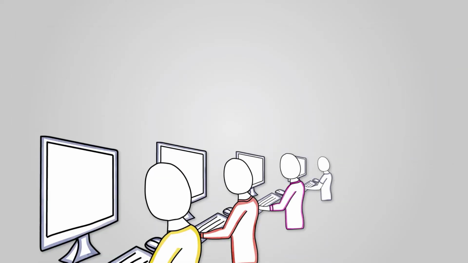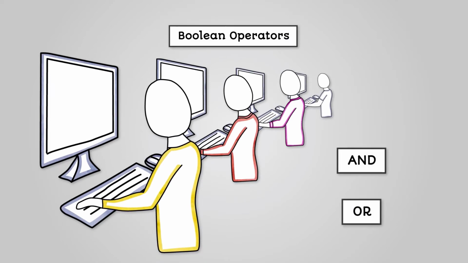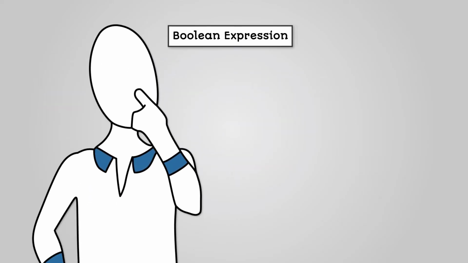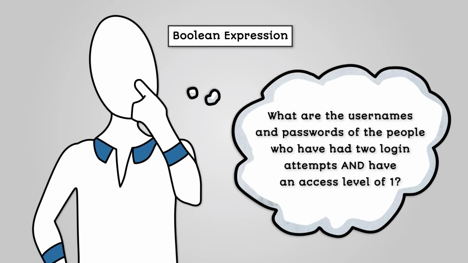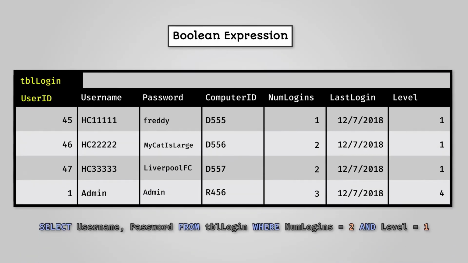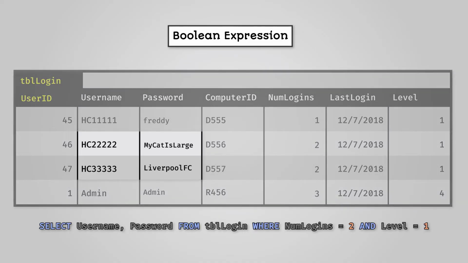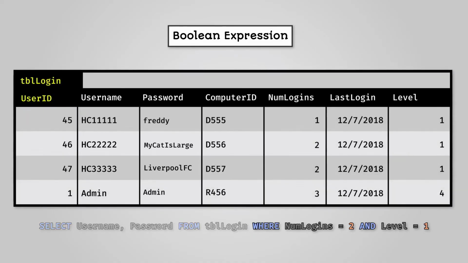Just like in programming, we can use Boolean operators AND and OR to make complex Boolean expressions. Let's look at the following question. What are the usernames and passwords of the people who have had 2 login attempts and an access level of 1? To do this, we would write the following SQL code. The result of this query would be this. The key part to this is this, where numlogins equals 2 and level equals 1. We used a where clause previously, but now we've used an AND to check 2 things in our where clause.